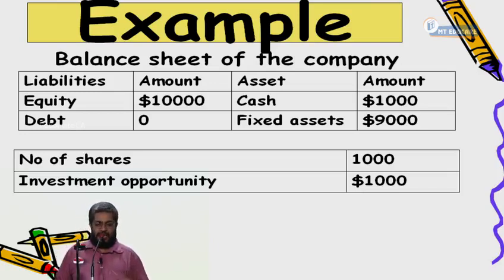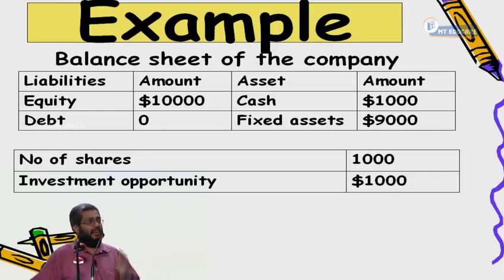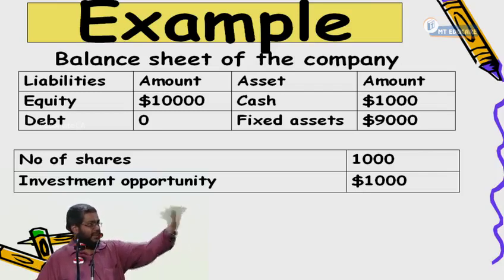Now, there can be three scenarios. Branch it into three. First branch, R greater than KE. KE is what I want; R is what I expect to get from the asset. What I expect to get is more than what I want, R greater than KE. Second case, R is equal to KE. Third case, R less than KE.